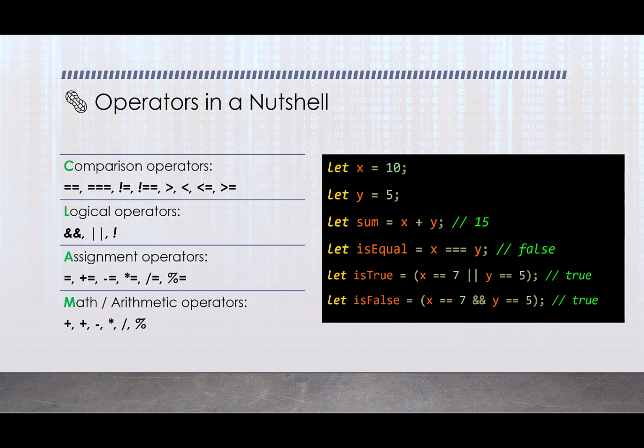Let is equal. Now we're doing a comparison operator and an assignment operator. We're going to let is equal be whatever x triple equal sign y is. Well, what the heck is x triple equal sign y? It's a question. And the question is, is x equal to y on two levels? Are the values equal and are they the same data type? And the answer is no, right? Yeah, they're the same data type, but they're not equal to each other in value. So x triple equal sign y evaluates to false. So let the variable is equal be equal to false. That's what's going on there.